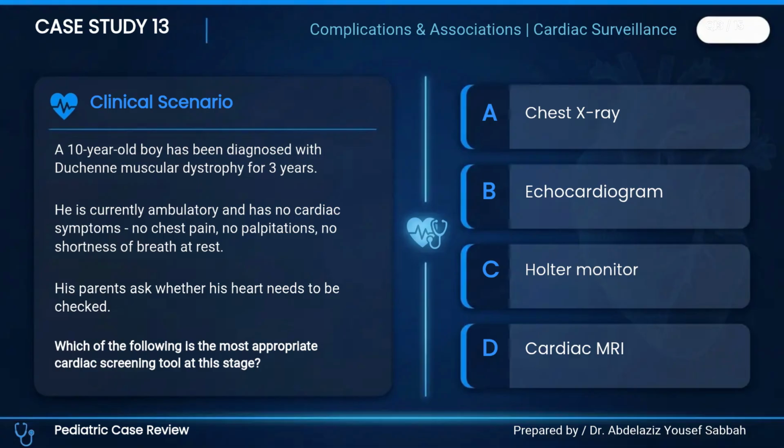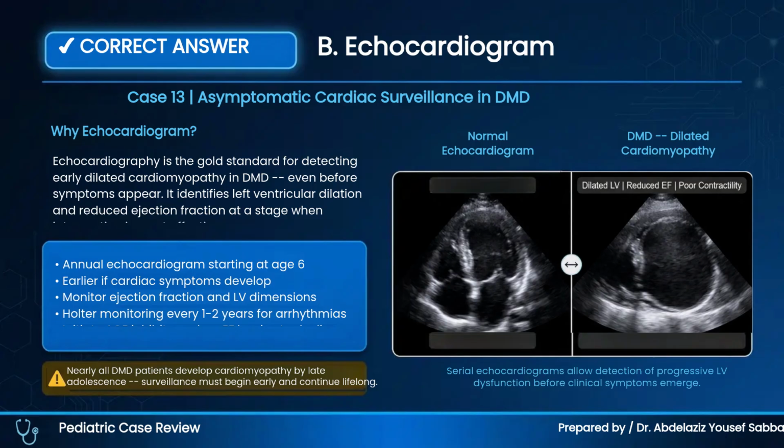Option A: chest X-ray. Option B: echocardiogram. Option C: Holter monitor. Option D: cardiac magnetic resonance imaging. The correct answer is Option B: echocardiogram. Echocardiography is the gold standard for detecting early dilated cardiomyopathy in Duchenne muscular dystrophy, even before symptoms appear. It identifies left ventricular dilation and reduced ejection fraction at a stage when intervention is most effective.